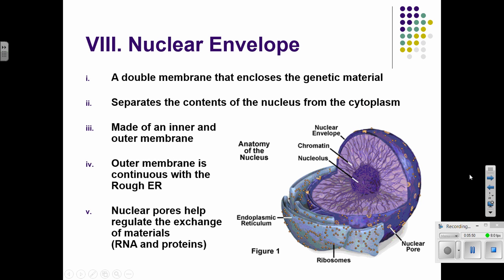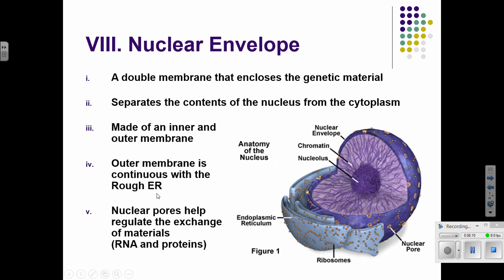The nuclear envelope protects the nucleus. It's a double membrane, so it's 2 layers of phospholipids. Sorry, 2 lipid bilayers, so you're actually getting 4 separate layers of the phospholipids. And it helps separate the nucleus from the surrounding cytoplasm. So we have kind of an inner and an outer membrane.